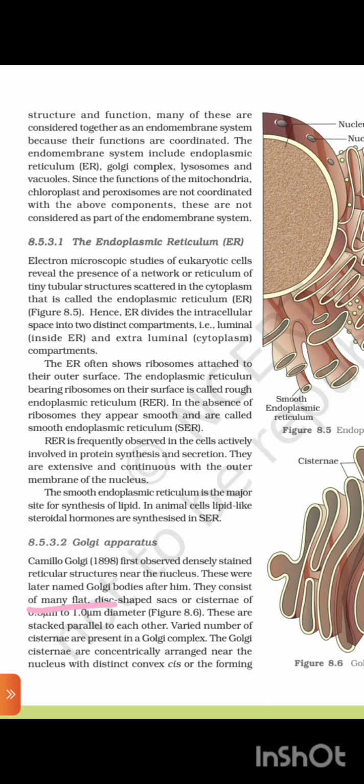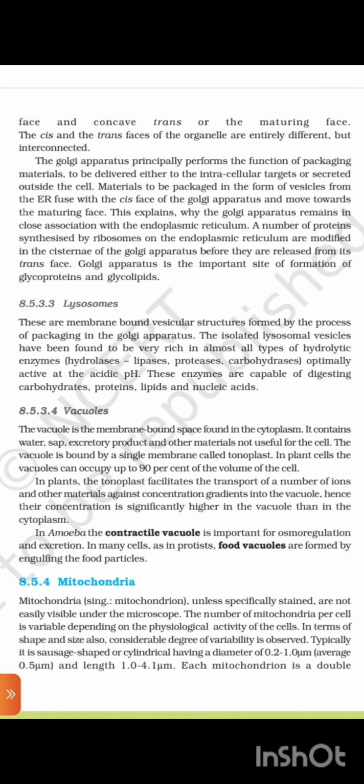They consist of many flat, disc-shaped sacs or cisternae of 0.5 µm to 1.0 µm diameter. Figure 8.6. These are stacked parallel to each other. A varied number of cisternae are present in a Golgi complex. The Golgi cisternae are concentrically arranged near the nucleus with distinct convex cis or the forming face and concave trans or the maturing face. The cis and the trans faces of the organelle are entirely different but interconnected.